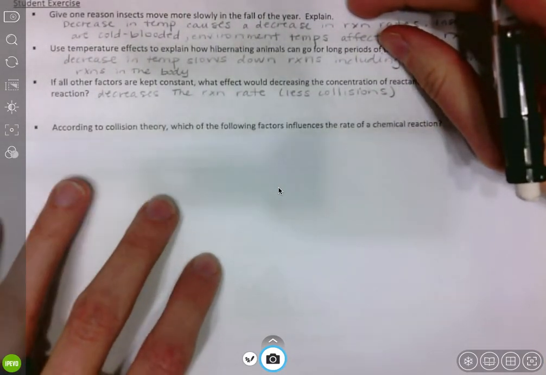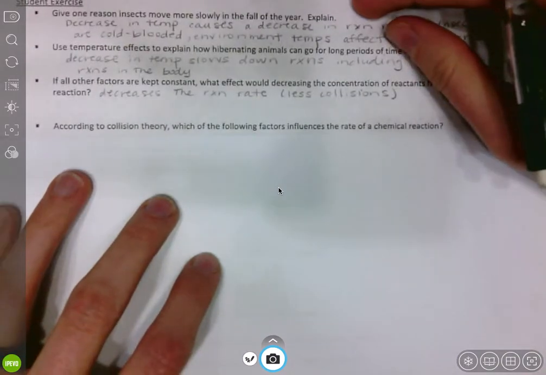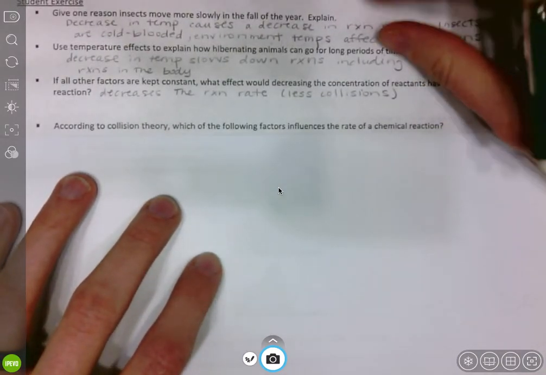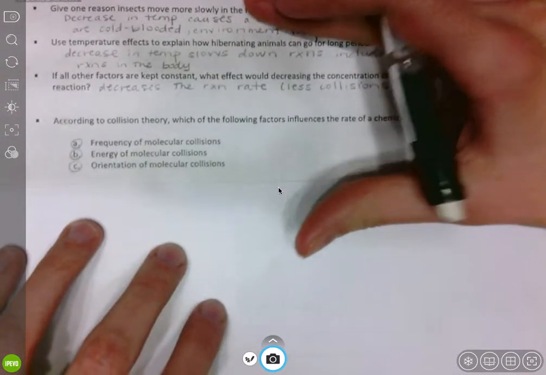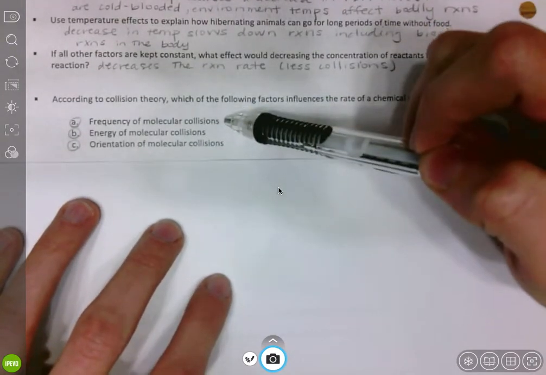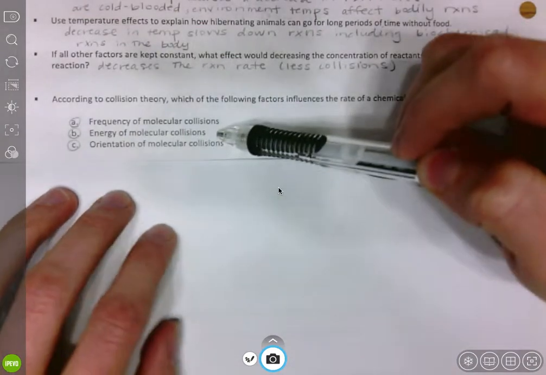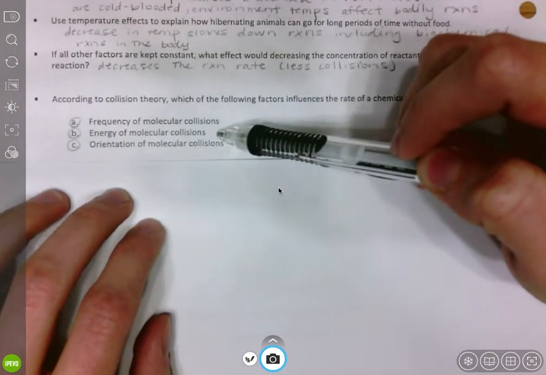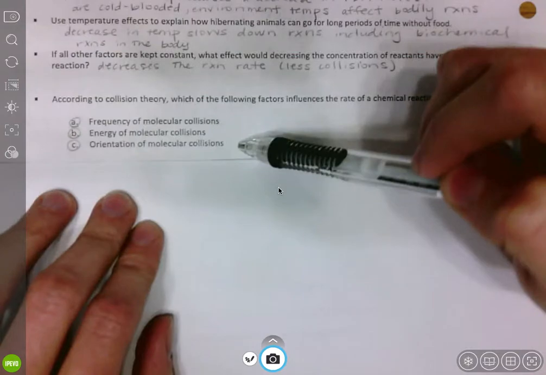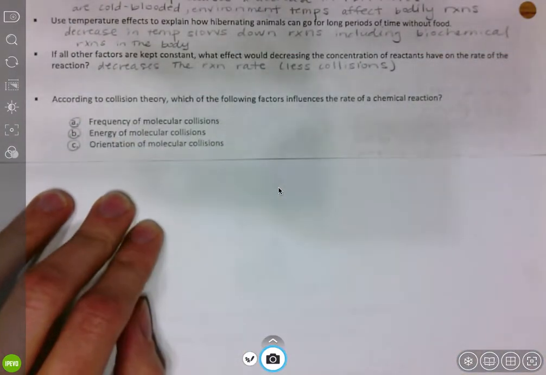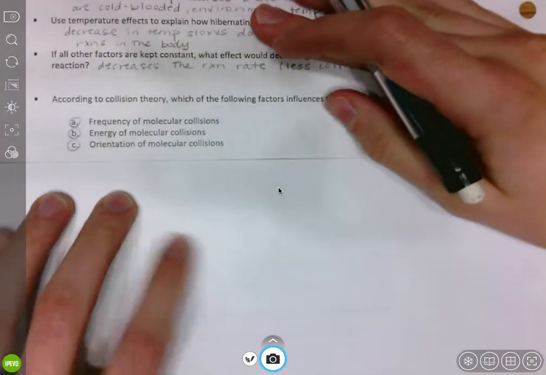All right, according to collision theory, which of the following factors influences the rate of a chemical reaction? So we've got three things: frequency of molecular collisions, which was on the previous page; energy of molecular collisions, also on the previous page; and orientation of our collision. All three of those are going to affect the rate of a chemical reaction.